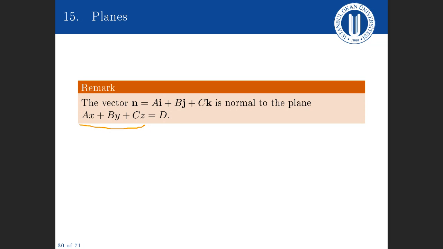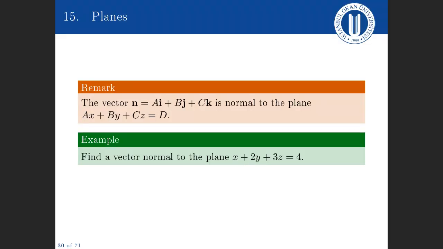Or going the other way, if we're told a plane equation, we can just read off the numbers a, b, c, and then we'll know straight away the normal vector. So for example, find a vector normal to the plane x plus 2y plus 3z is equal to 4. The numbers here are 1, 2, and 3. So straight away, we can immediately write down that the normal vector is i plus 2j plus 3k.